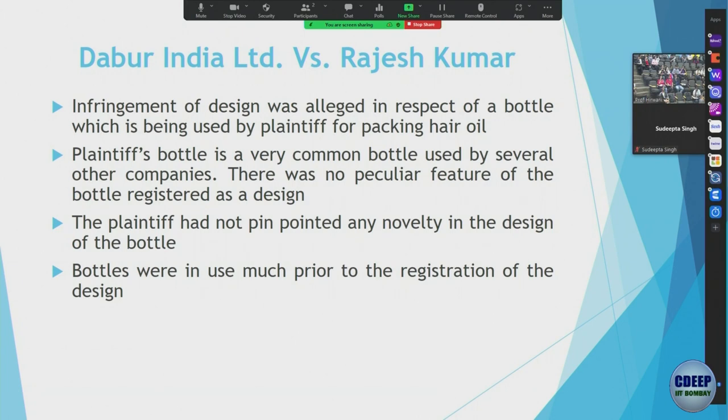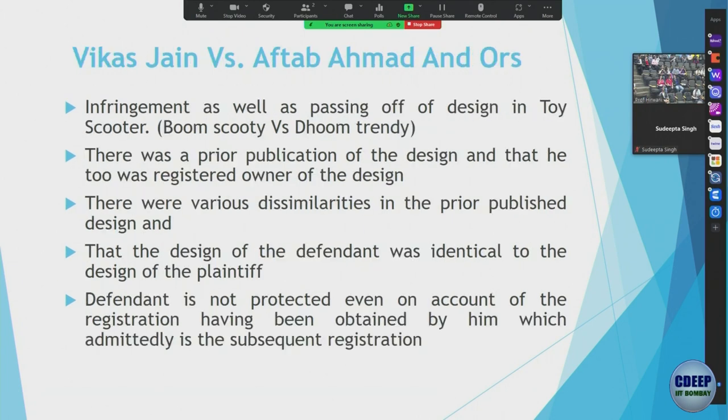Here it was a toy, a toy scooter. They fought, and the opponent said, look, a Hong Kong based toy magazine has already published this. This is part of the prior art, there is no novelty in this. And this guy said, look, my product is different. That was a scooter, mine is a three wheeler. He had an auto rickshaw. He had converted that into a three wheeler. And then he showed there are dissimilarities.